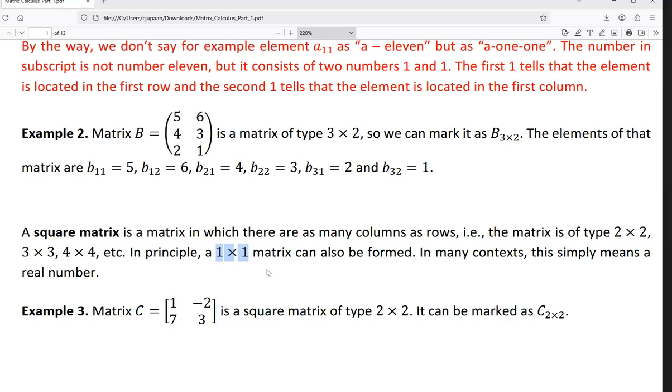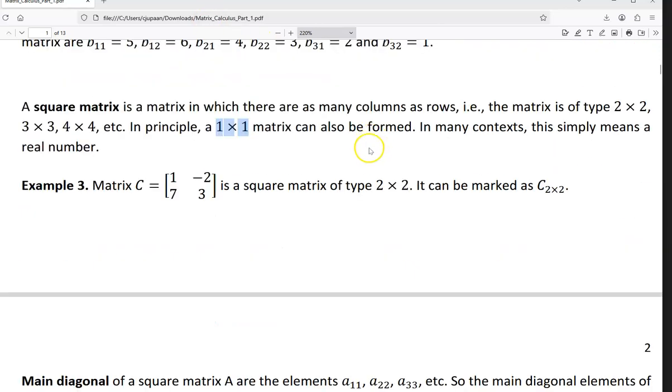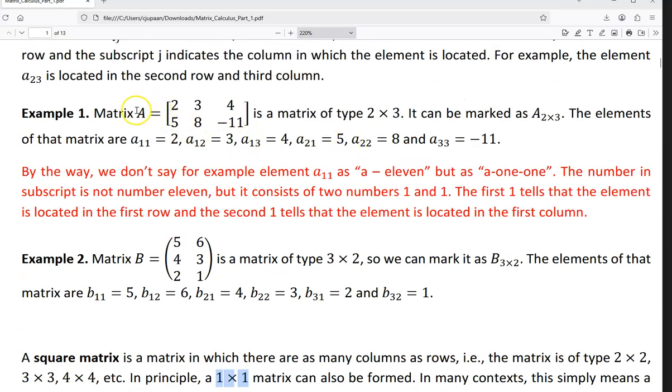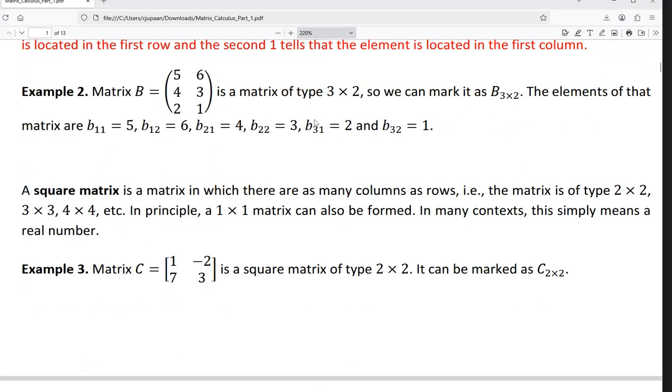I don't know of many applications for matrices which are 1 by 1, but of course in theory it is possible to speak also about that kind of matrices. So the names of matrices can be whatever. I mostly use these first letters A, B, C, but that is a matter of choice. You may choose whatever name you like for a matrix.